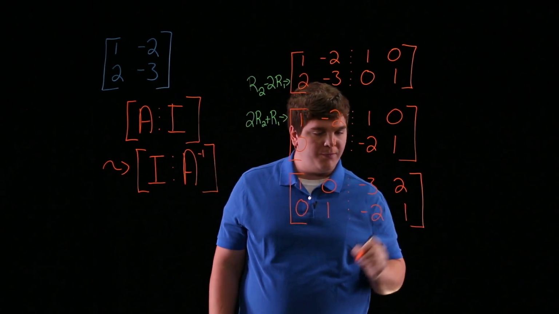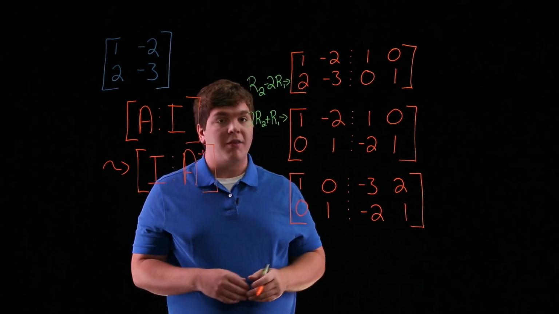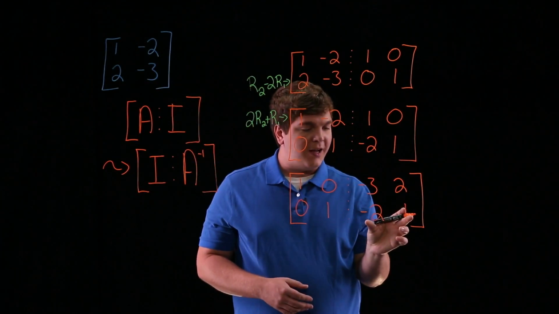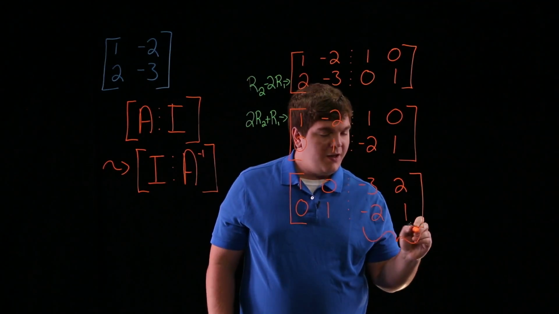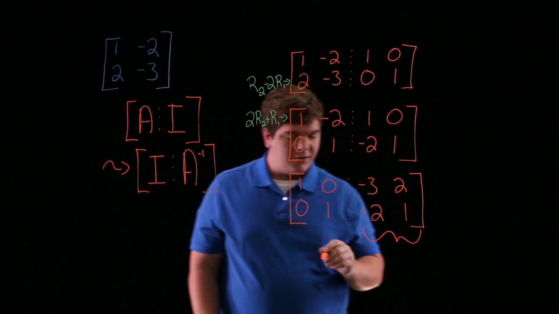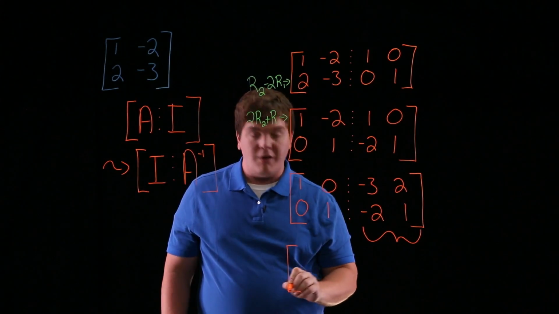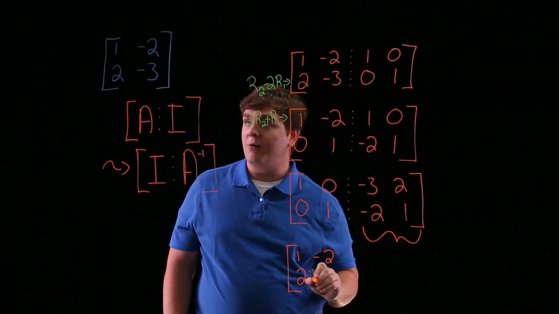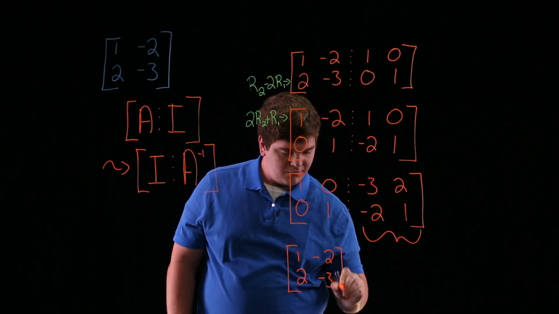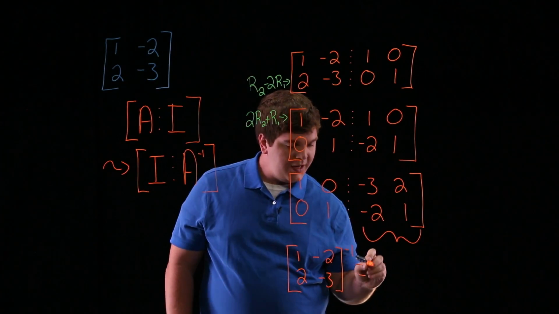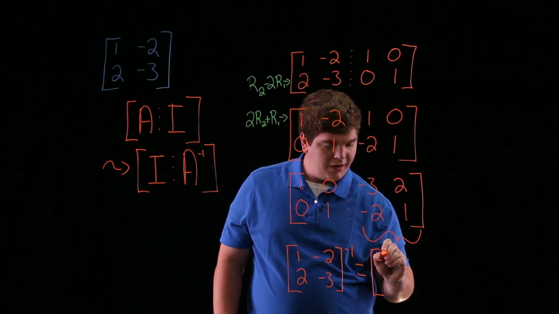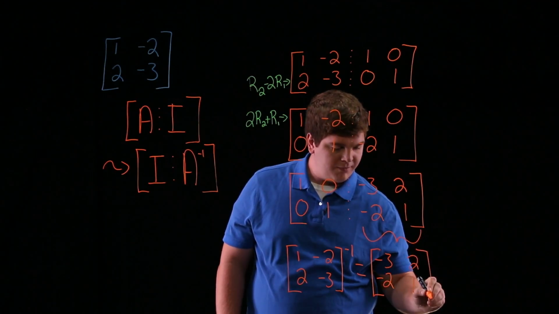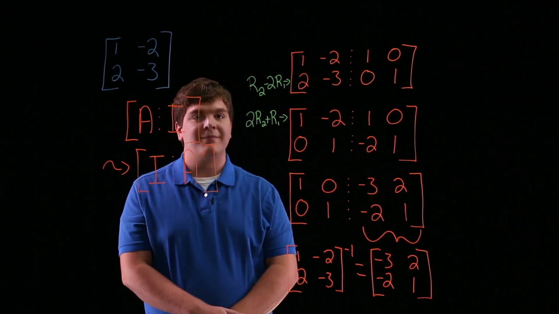-2, 1. Now what we see is that on the left-hand side of our matrix, we have the identity matrix, and on the right-hand side, this matrix here is our inverse matrix. So the inverse of our original matrix, 1, -2, 2, -3, is equal to the matrix -3, 2, -2, 1. Thank you.